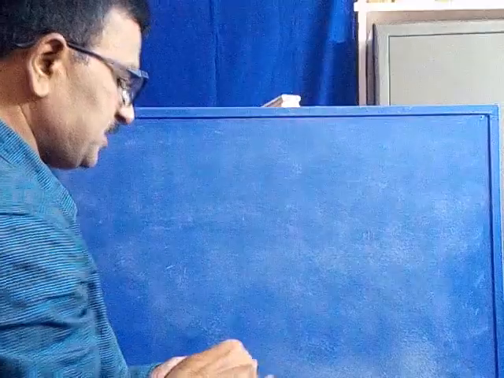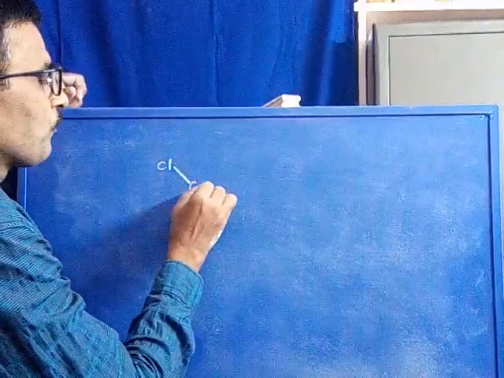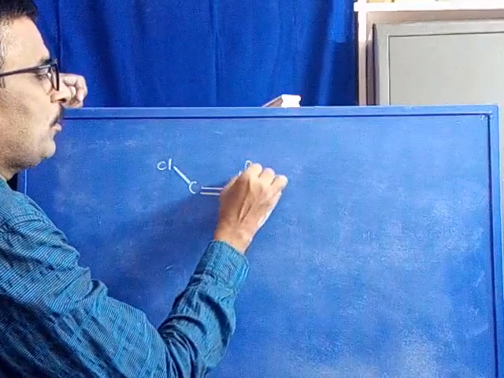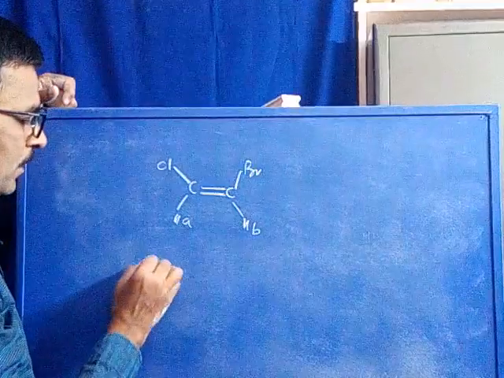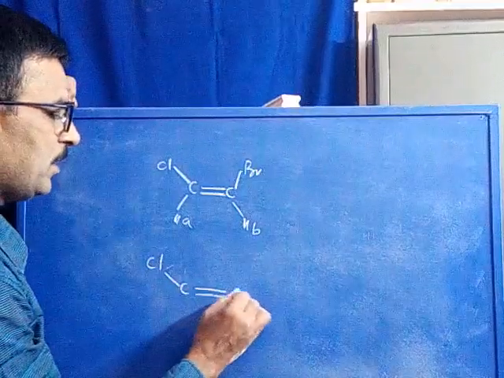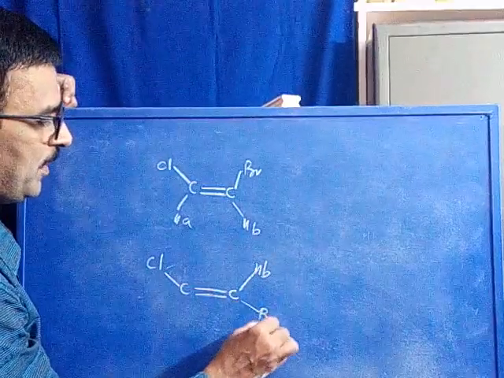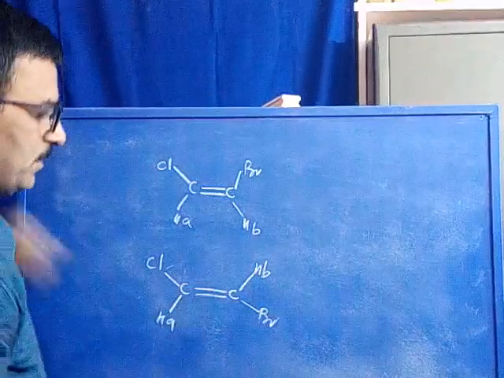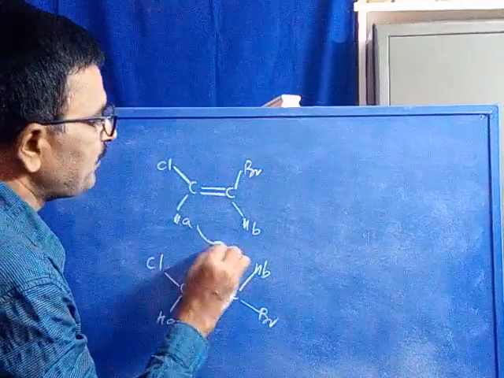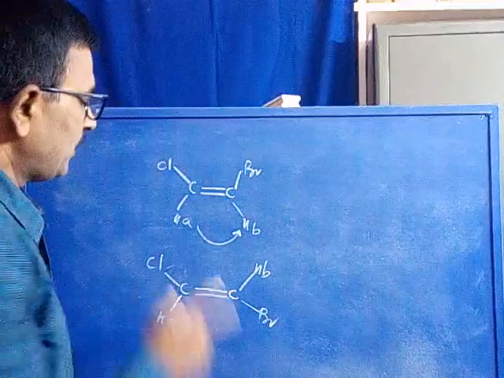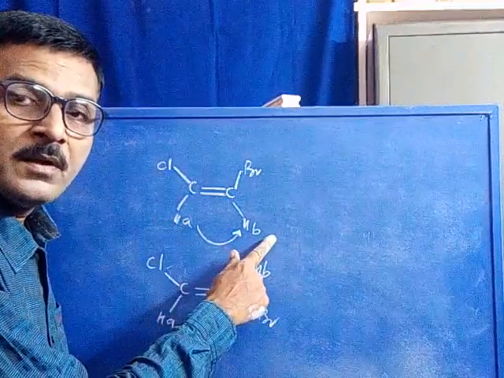About the coupling constant, let us now take the cis and trans isomer spectrum. Chloro, bromo, Ha hydrogen, Hb hydrogen. Chloro, carbon, double bond carbon, Hb hydrogen, bromine here, Ha hydrogen. A cis isomer and a trans isomer. So here the AB protons are coupled. Now according to the n+1 rule, A coupled with 1 proton means n is equal to 1.